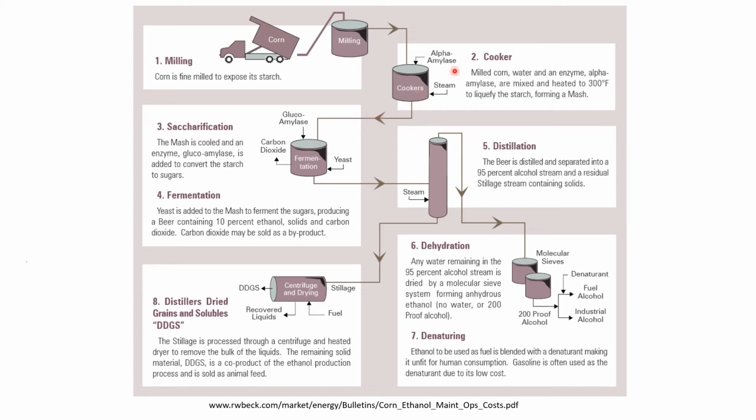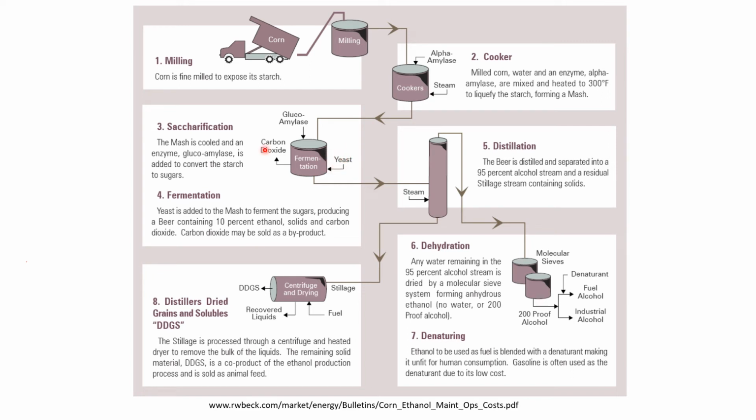Now the alpha amylase has not completely converted the starch into individual glucose molecules. It's started the process. In order to fully saccharify the starch, a second enzyme, glucoamylase, is added. This is critical in order to get nearly 100% conversion of the available starch into glucose, which the yeast, which is added to the fermenter, can act upon, can metabolize to produce our ethanol.